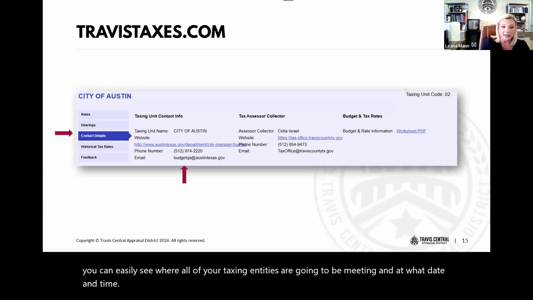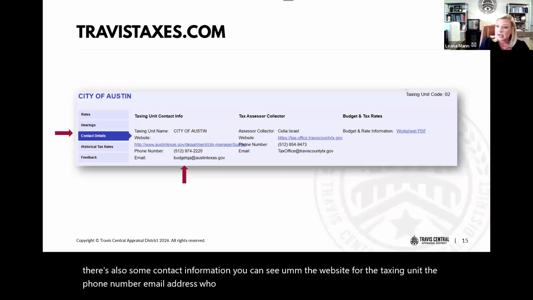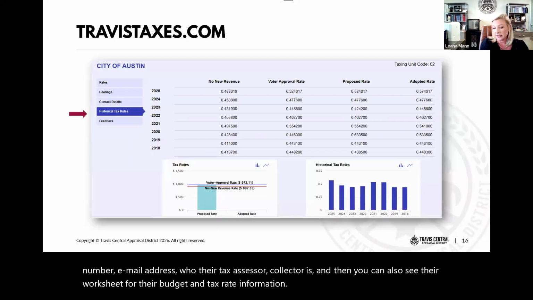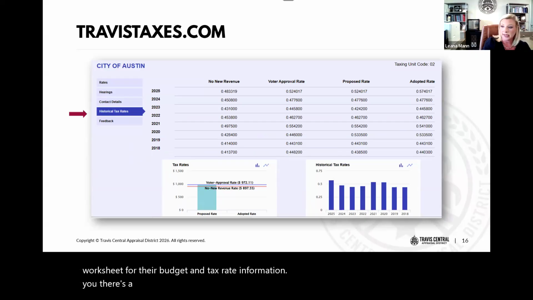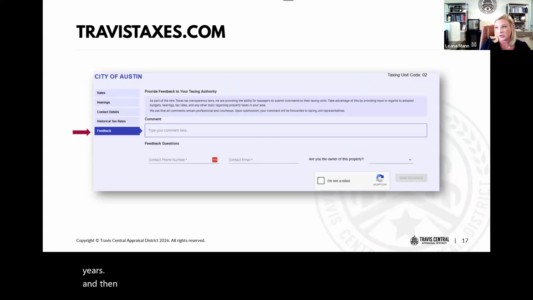There's also some contact information. You can see the website for the taxing unit, the phone number, email address, who their tax assessor collector is, and then you can also see their worksheet for their budget and tax rate information. There's a tab also for the historical tax rate, so you can see the trends over the last few years. And then there's a feedback option.